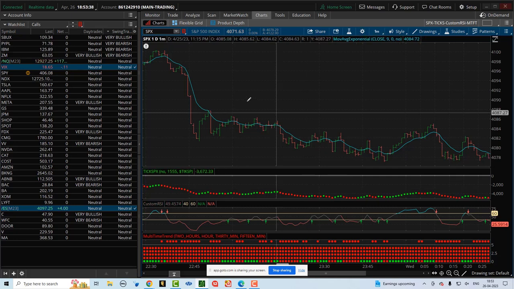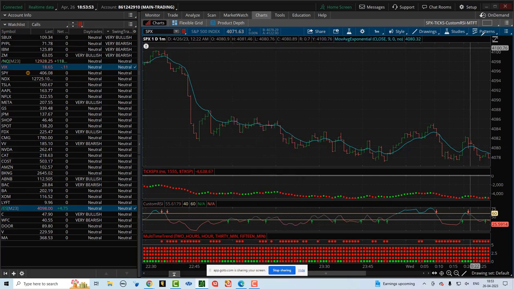So today looks like a slightly bullish day. We've got the NASDAQ futures up 120. ES futures not so much, about 5.56 points. So once the market opens, we'll see how all of these play out.